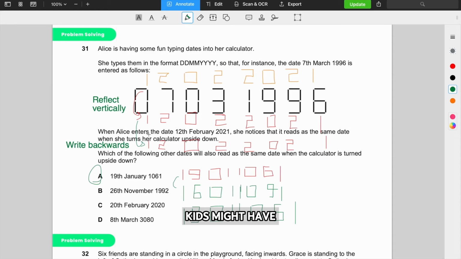I know some kids might have been tricked and they might have thought, oh, I have to find the palindrome. That's why they gave you the example 12th of February 2021, because they want to trick you. They want you to think, oh, it's just simply find the palindrome, but really it's actually about which date will look the same when the calculator is turned upside down. So it's not just about palindromes, right? This is not a palindrome, but this will look identical when you turn the date upside down. Try it for yourself on a scrap piece of paper if you don't believe me, but yeah, that's how you solve this question, okay?